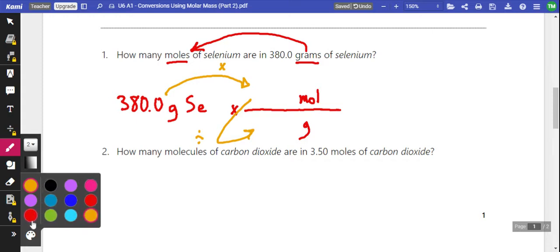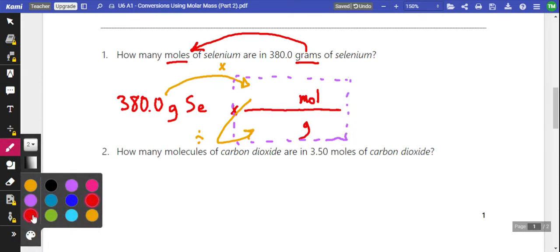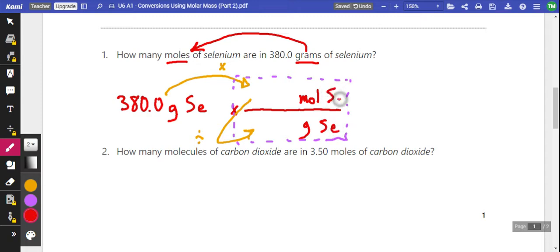So if I can figure out this conversion factor, I can convert from grams to moles, but I need to find an equivalent number of grams and moles specifically for selenium. In other words, how many grams of selenium are in a mole of selenium, or vice versa? Well, that's what the molar mass is all about. If I go look at a periodic table, that should tell me how many grams of selenium are in 1 mole of selenium. So if you don't have a periodic table and a calculator ready, you're going to need them both today. So let me go find my periodic table.